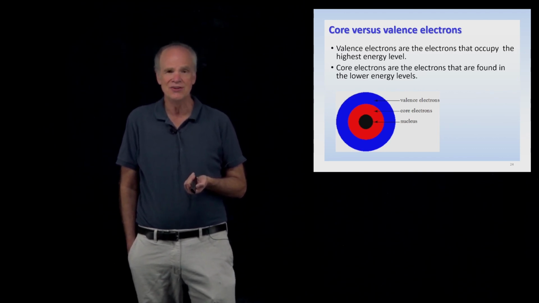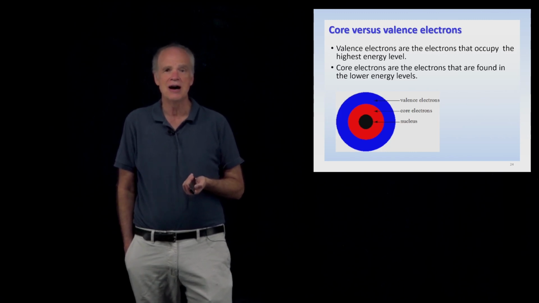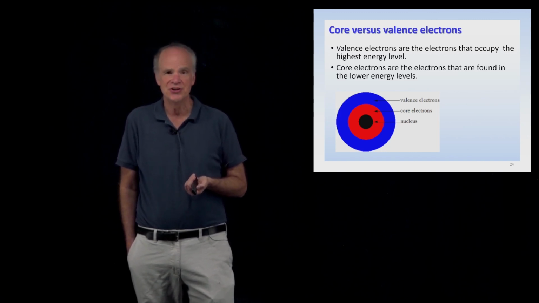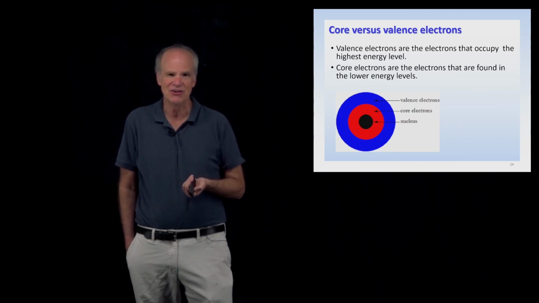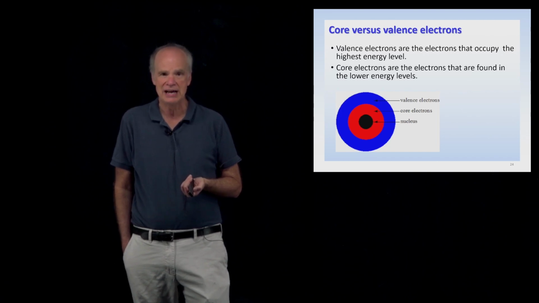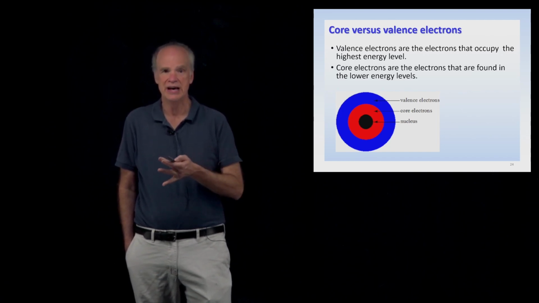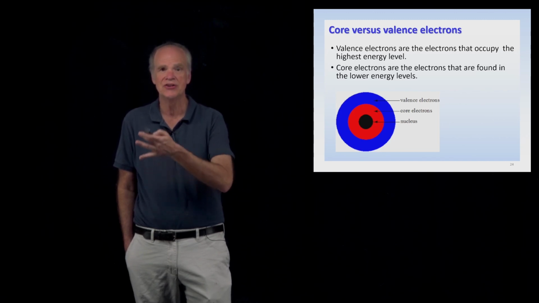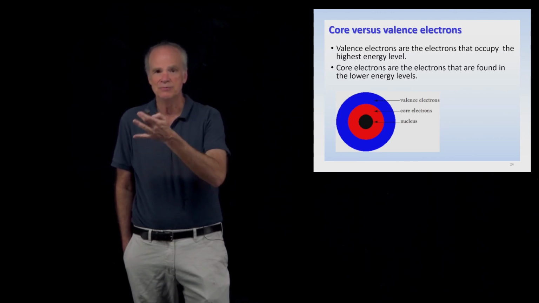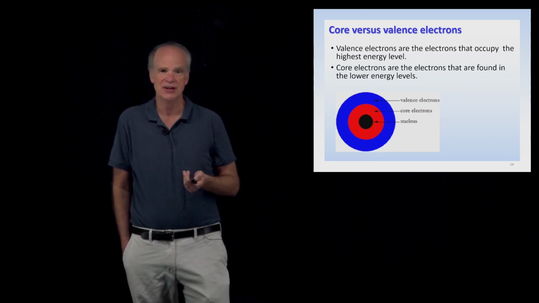So the reason why those electrons so far away are so important in determining an atom's properties is that those electrons that are furthest away from the nucleus tend to be very loosely held. And it's there where other atoms will get close to that atom and bind with that atom through its valence electrons.